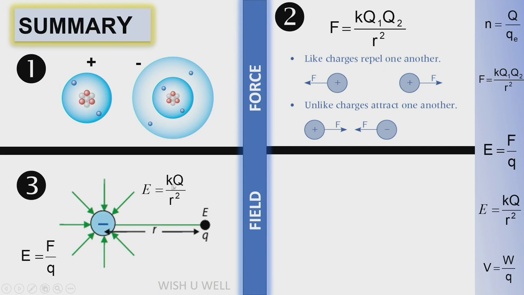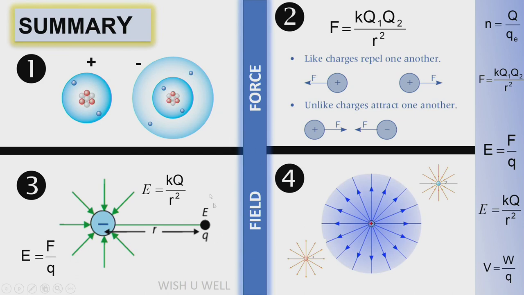You can either use that one if you have the distance and the big charge, but you can use this one if you have the force and the small charge. And lastly, we told you that you must be able to draw electric fields around charges. Like this is a positive one, away; that's a positive one, away; that's a negative one, towards. That is how the field goes.